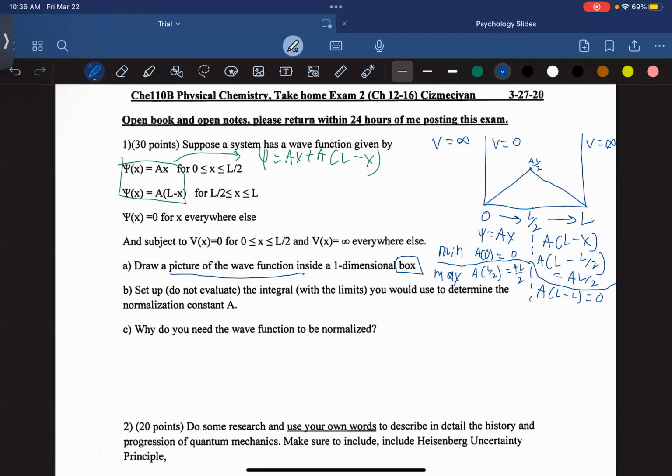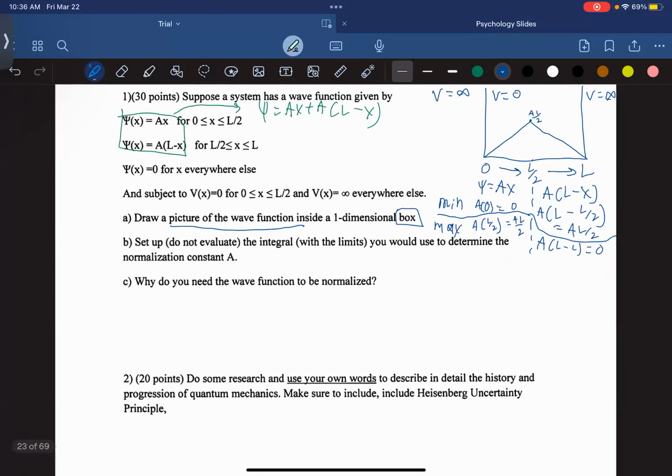Anyways, the next part asks us to set up, but don't evaluate, the integral with the limits. So we know that we have a wave function here. We combine them into this wave function here. Let me switch colors.